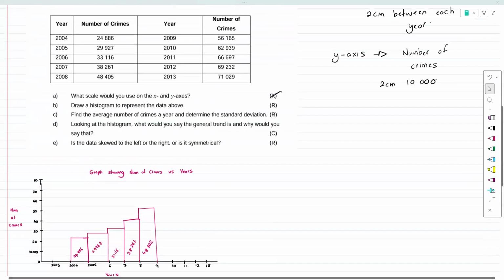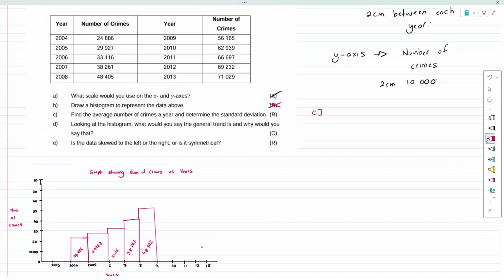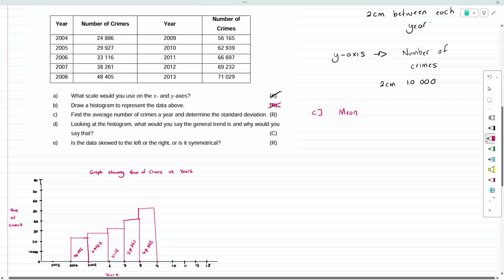Now let's start with the first calculation question for C. C asked us to find the average number of crimes and determine the standard deviation. Now, guys, what you can do is go and calculate it properly if you want to. Most of the time, this is worth 2 marks, and you will get full marks for the calculator work. So average means mean. And standard deviation is a little bit different.